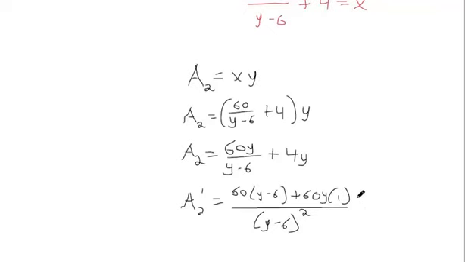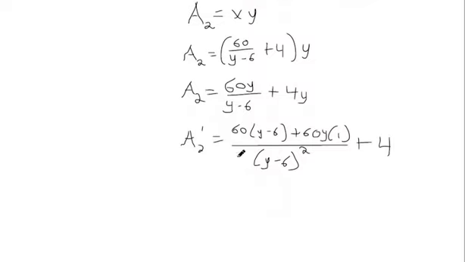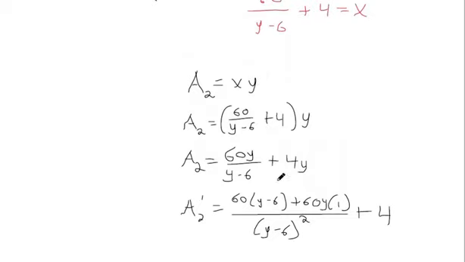Okay? And then the next one, taking a derivative of 4y, that's just 4. So there's our derivative. If we distribute, oh, I messed up the quotient rule. It's supposed to be subtract. Oh man, what a bad teacher.